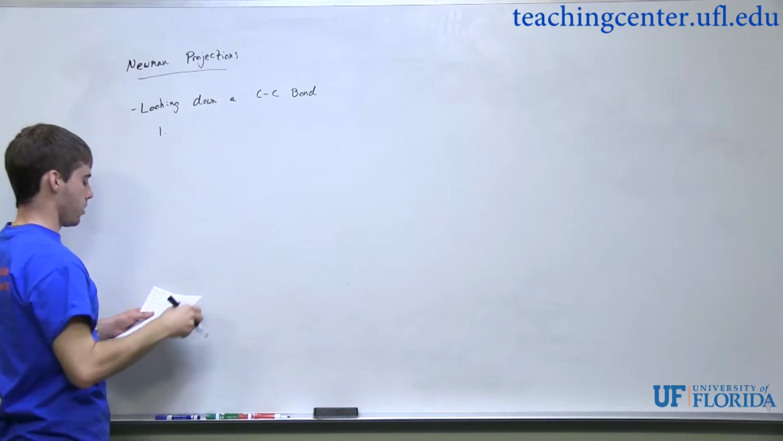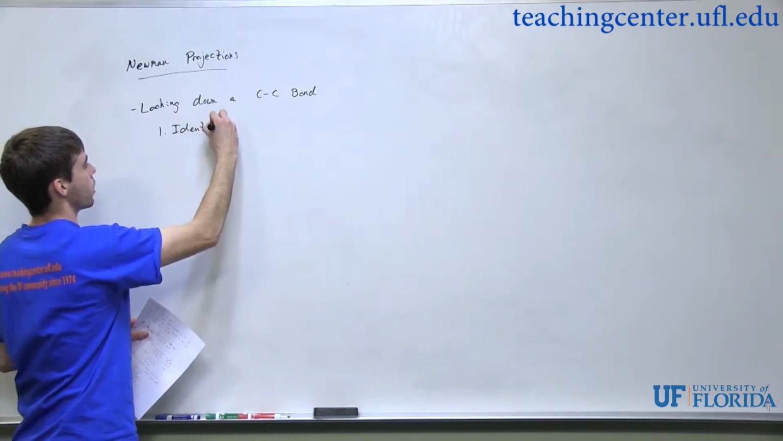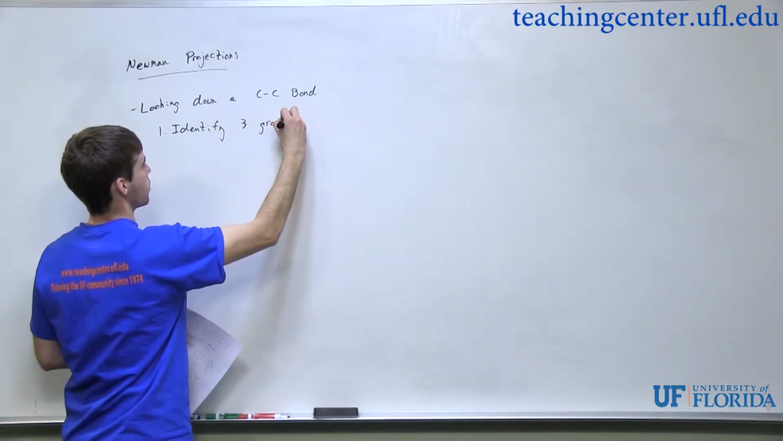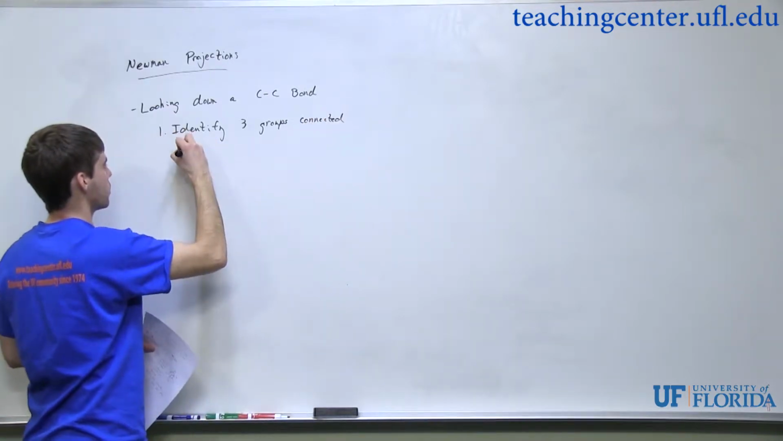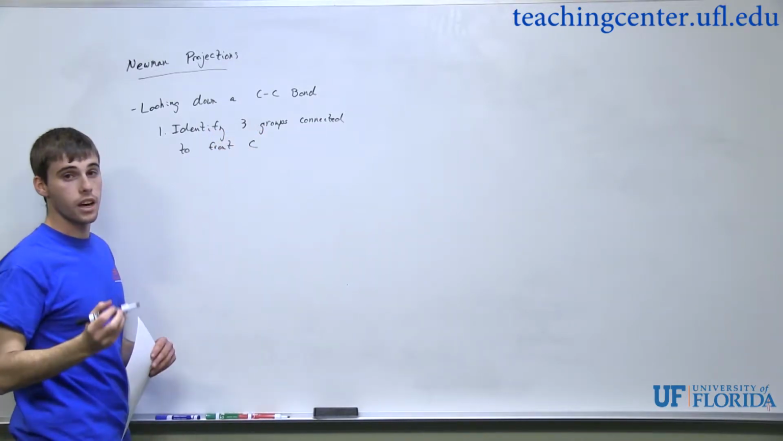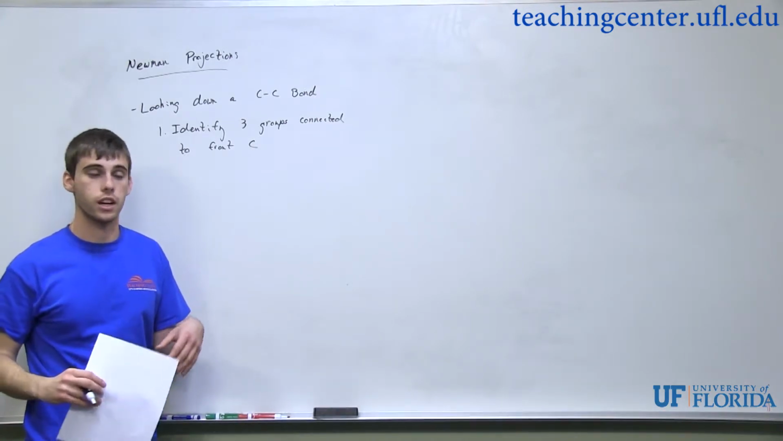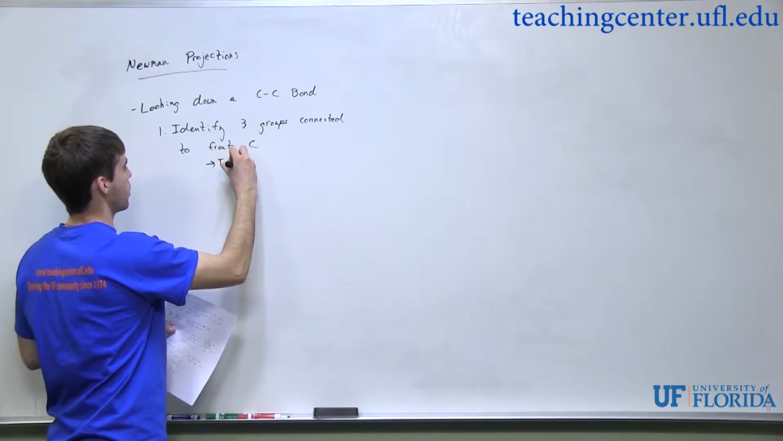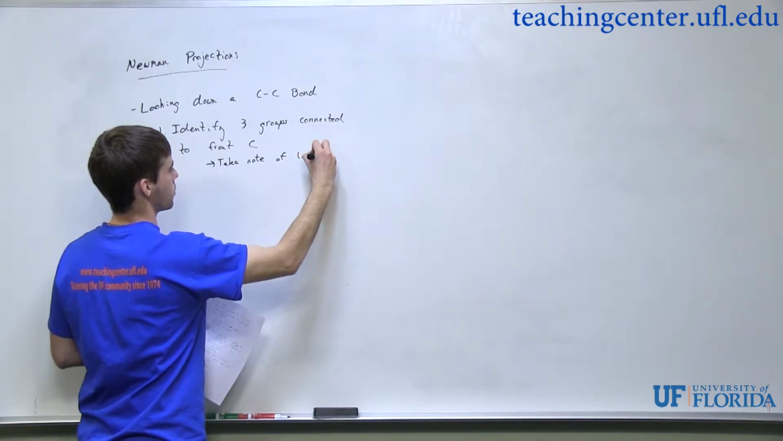First, you're going to identify the 3 groups connected to the front carbon. And you're also going to want to take note of their orientation in space. So is it on a wedge, is it on a dash, is it straight? Because that's going to be really important. So I'll just say, take note of location in space.